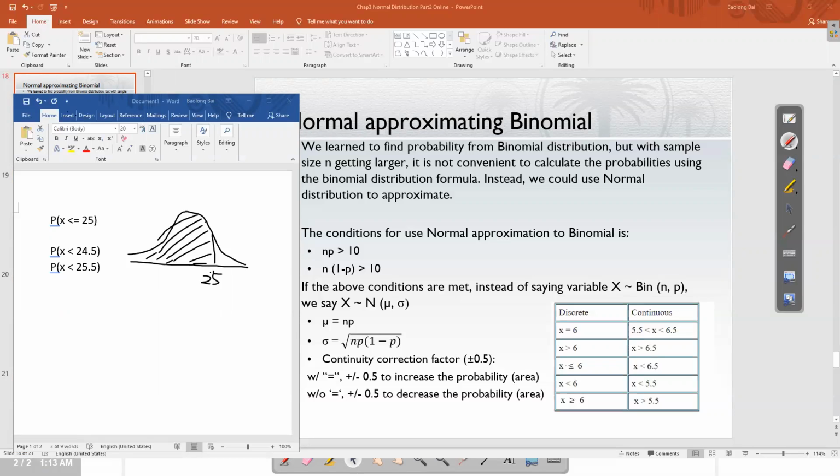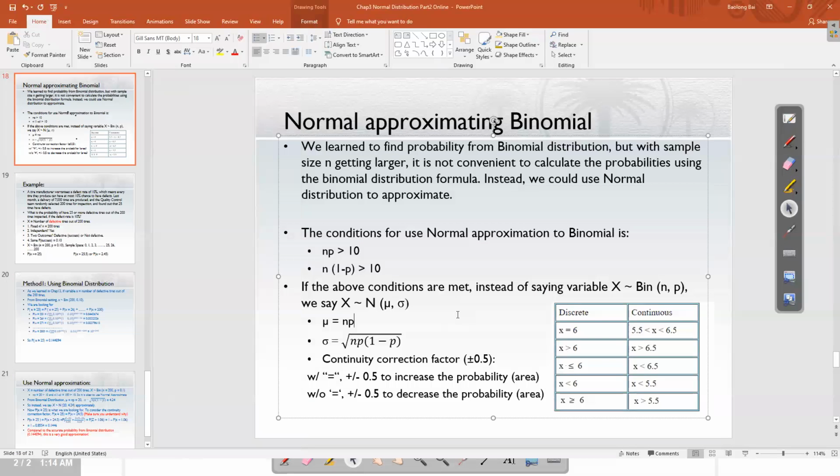Do you choose 24.5 or 25.5? Since it's less than, you're looking for the area to the left. To increase the area, you need to move the boundary to the right half a point, right? So you should choose 25.5. Okay. So that's continuity correction factor. And then we finished talking about all of those little things.